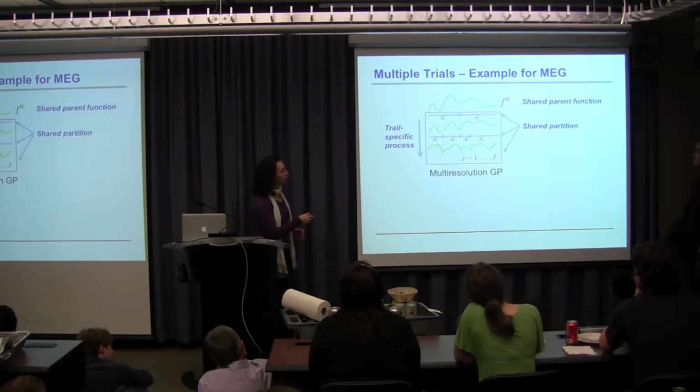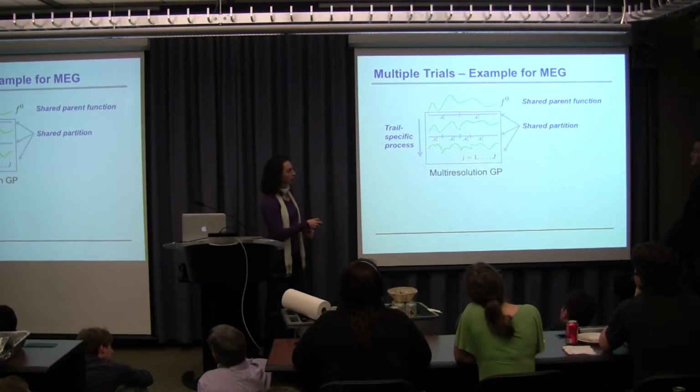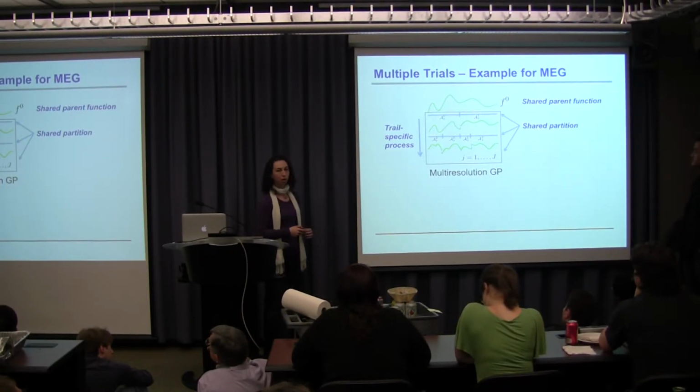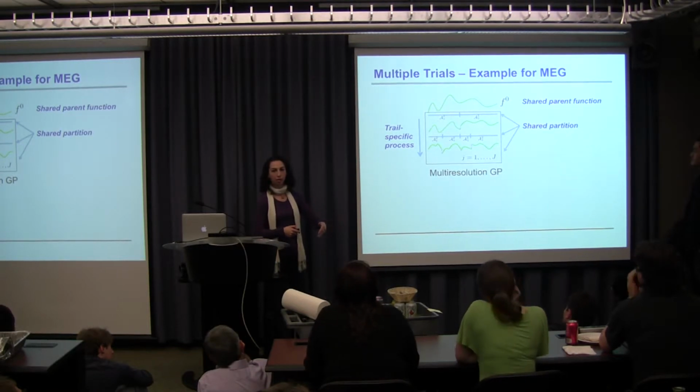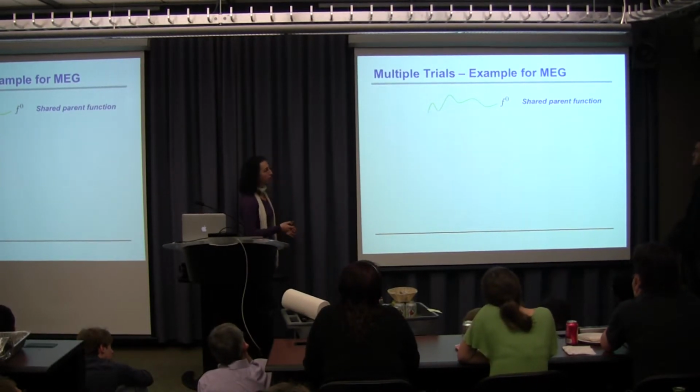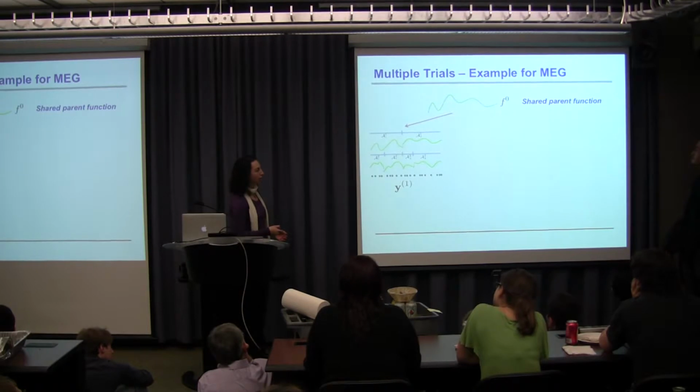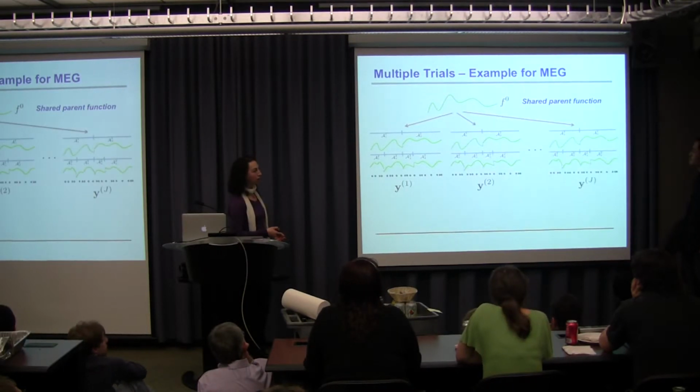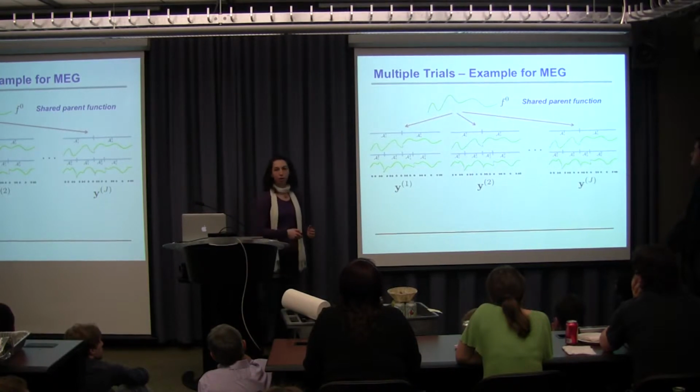And then each one of these trial-specific processes, these other GPs, are going to be independent draws for each one of our J different trials. So in pictures, what I'm saying is we have the shared parent function, then we independently draw these different trials' data, but each one of these has these shared partitions.